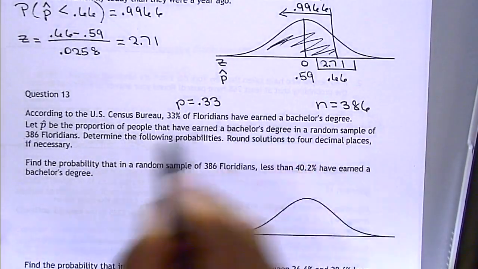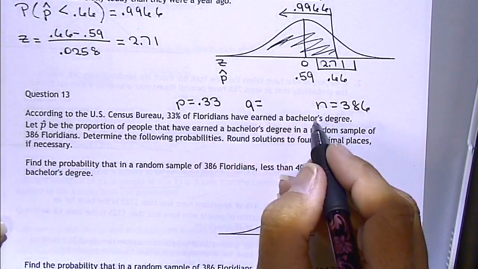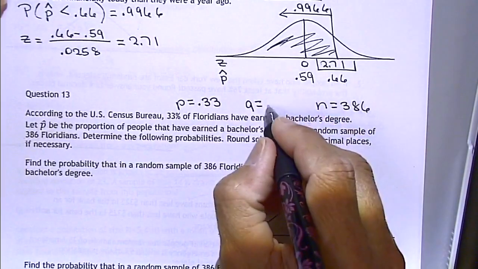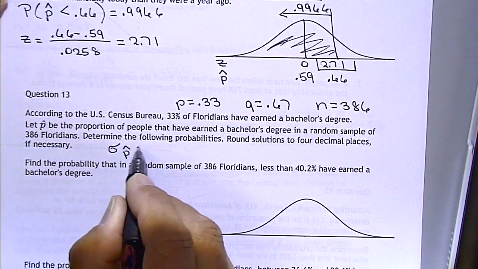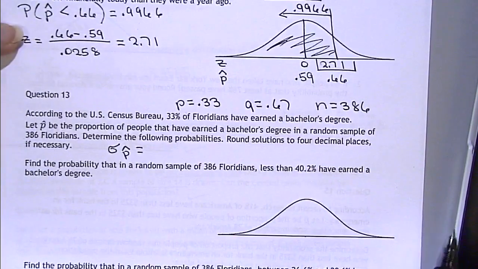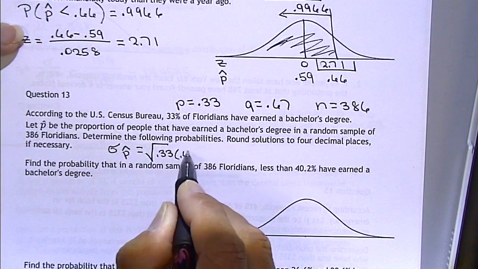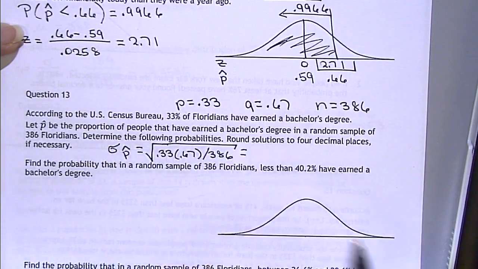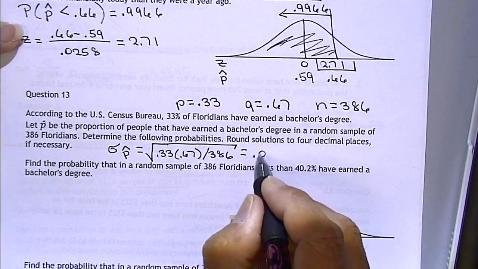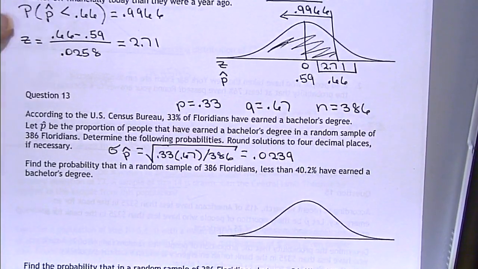So automatically I'm looking at this and I'm going to say, what's Q? If P is 0.33, what's Q, guys? 0.67. It is. And if that's the case, don't you think I should go ahead and make this calculation so that I remember what to do? I'll do the square root of 0.33 times 0.67, and I'll divide it by 386. And I'll get that standard deviation of P hat. What did I get? I got 0.0239. Okay, I think I've got all the pieces I need, right?